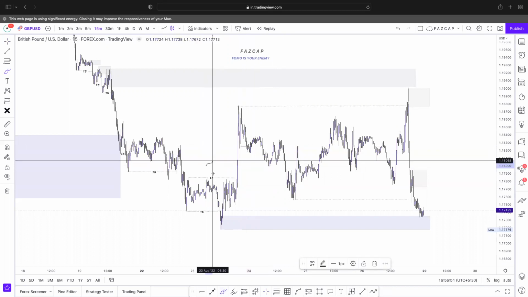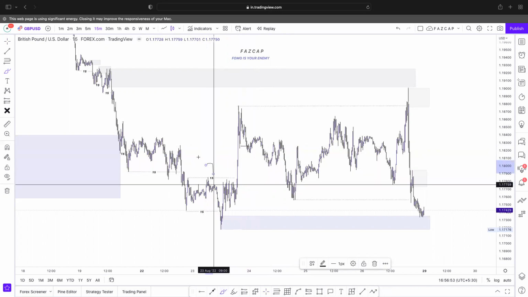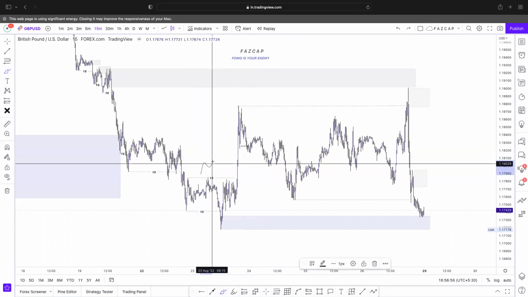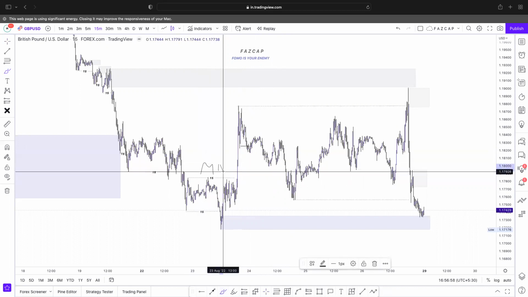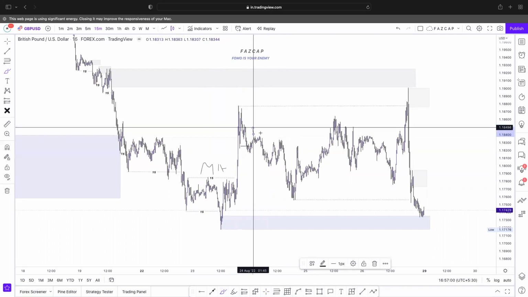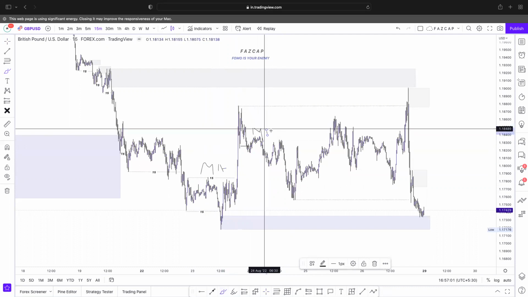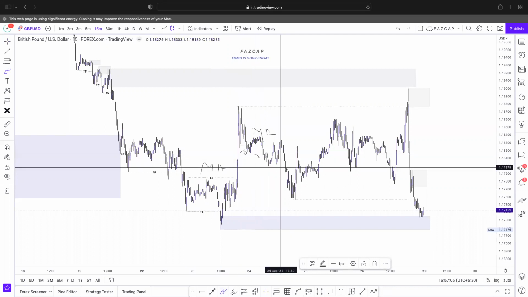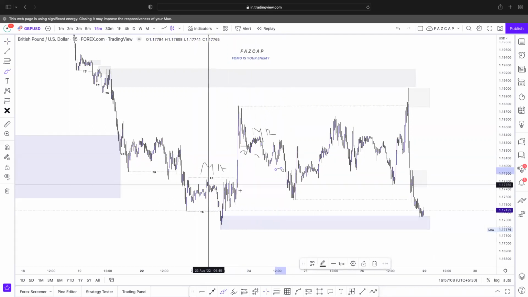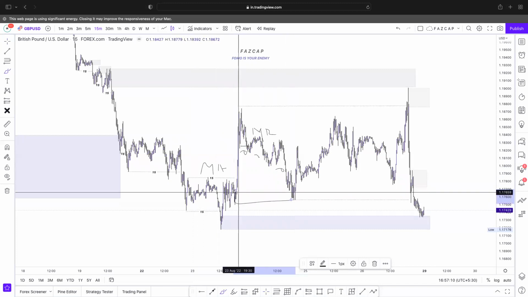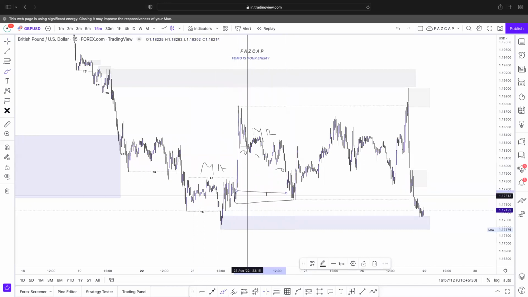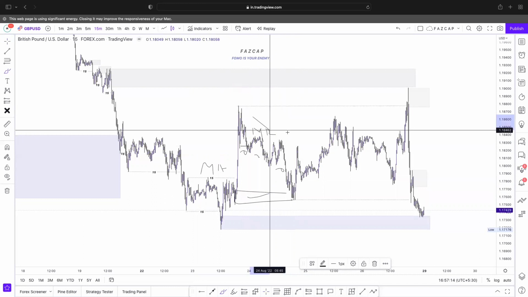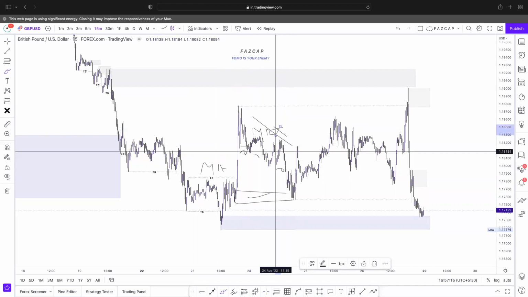Okay, this is the major structure over here, and this is the minor structure over here. This all is the minor structure. Okay, this one is minor, this one is minor, this one is minor. So what happened before breaking this, the market hit this POI, and this was the reason. Okay, this was the reason to take all this liquidity which was getting built.